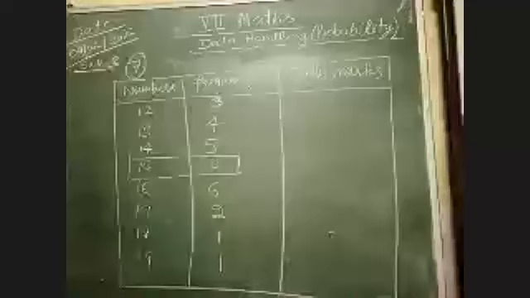The mode for your data will become 15, because 15 appears the maximum number of times, and the frequency of 15 is 10. That is the highest frequency in your question. So this will become the mode of your data.